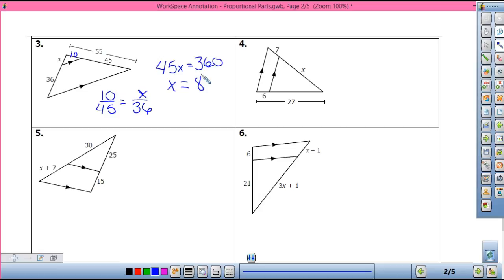All right, Adrian, this was yours. Number 4 is the next one. X over 7 equals 21 over 6. Good. Questions how we got 21? All right, the whole thing's 27 and that guy's 6. That guy's got to be 21. So 6x equals, what is it? 147. X is 24.5.